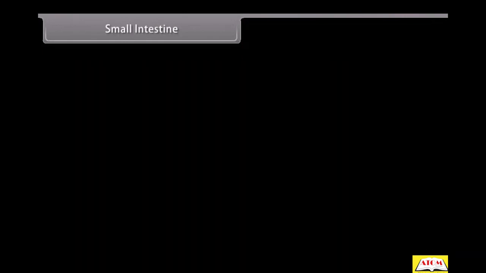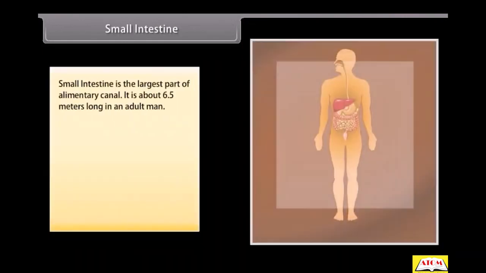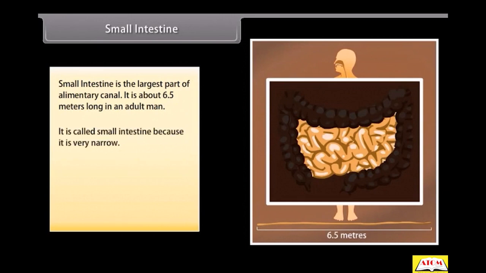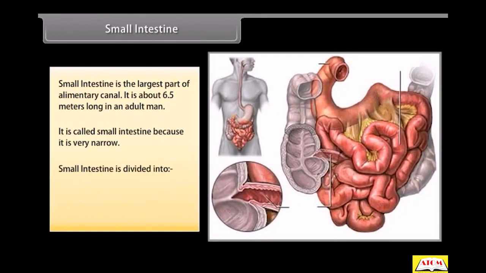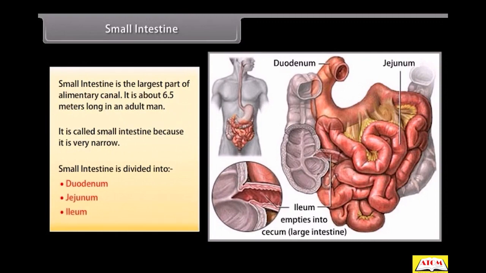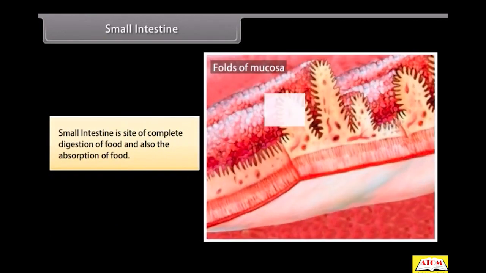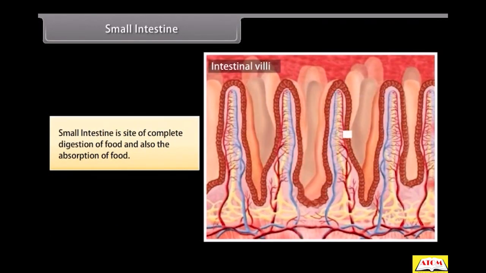Small intestine. Small intestine is the largest part of the alimentary canal. It is about 6.5 meters long in an adult man. It is called small intestine because it is very narrow. Small intestine is divided into duodenum, jejunum, ileum. Small intestine is the site of complete digestion of food and also the absorption of food.